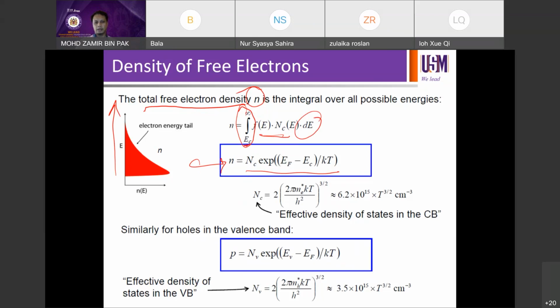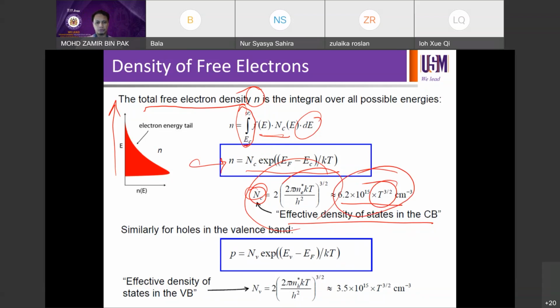And you can actually replace the density of states in the CB by this equation. That will give you N_C equals 6.2 times 10 to the 15 times temperature to the power of 1.5, or 3 over 2, per centimeter cube. So in that way, you don't have to use the equation and plug in to come to the figure. You already have the figure here, except you have to put in the temperature to get the N_C value, right?